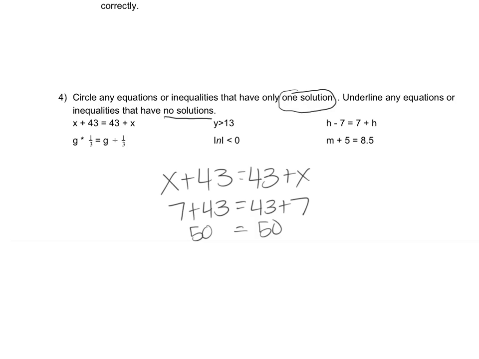Let's try 4. So instead of an x, I will write 4. 4 plus 43 equals 43 plus 4. This side gets me 47. This side gets me 47 too. So it's more than one solution. So if it's not one solution and it's not no solutions, I'm just going to leave it how it is. I'm not going to touch it.